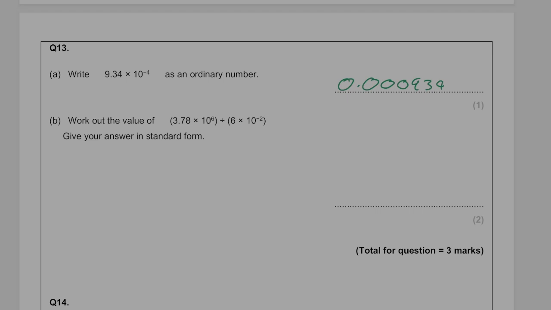Right, part B, work out the value of. So to do this, I'm going to treat my number and my index part separately. So I'm going to treat it as 3.78 divided by 6 times 10 to the power 6 divided by 10 to the power minus 2.